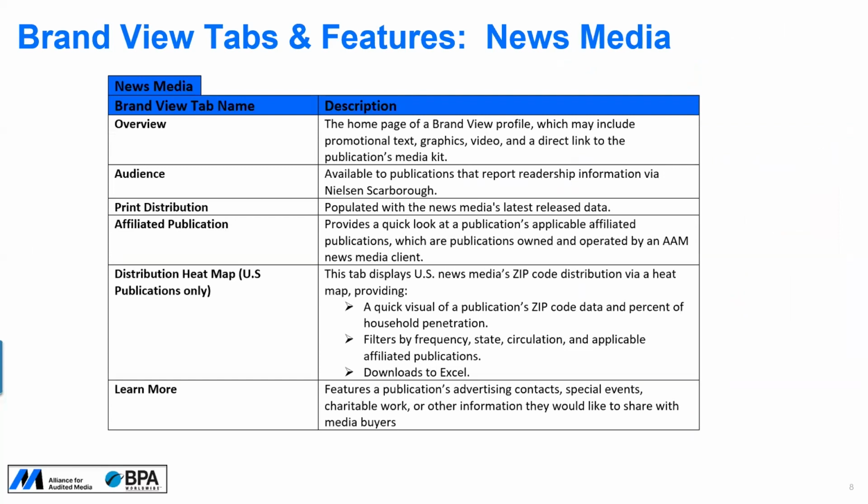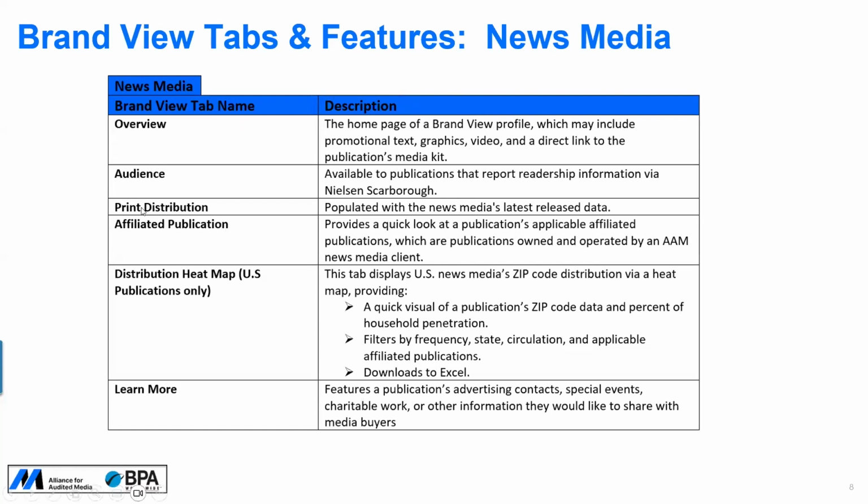So the next few slides I'm going to be talking about are the different tabs that are available in BrandView. BrandView is a tab-based template, and each media division has a BrandView, with a little bit unique tabs available for each division. However, for everyone, we'll have an overview tab available. That overview tab allows you to talk about your publication, provide a little bit more information, provide graphics. You can provide a video of your publication. It also links to your media kit if you would like it to.